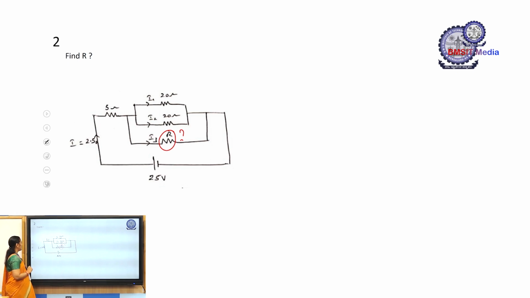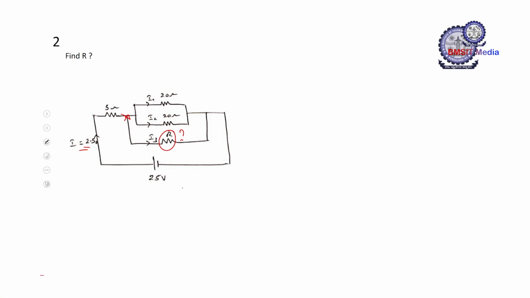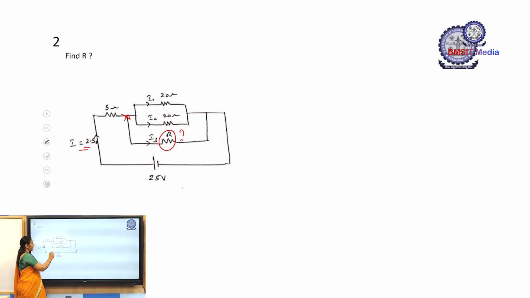Again, they have given the current generated by the 25 volts, which is equal to 2.5 amps, and it is getting divided at this junction into I1, I2 and I3. Once we find out the value of I3, then we can find the R value, provided we know the voltage across these two terminals. Let us name them A and B.